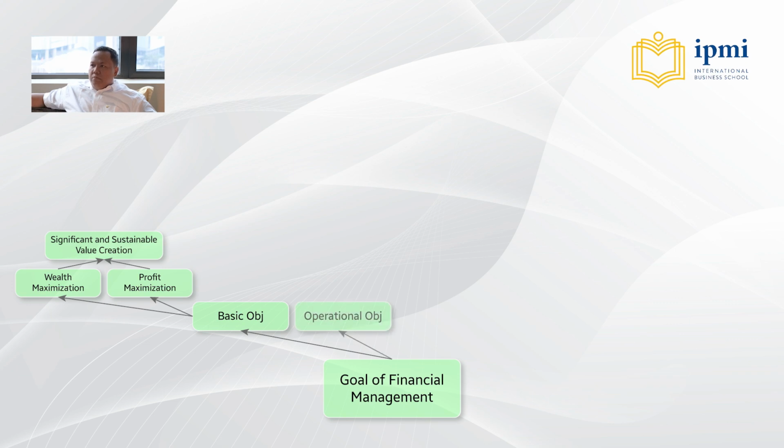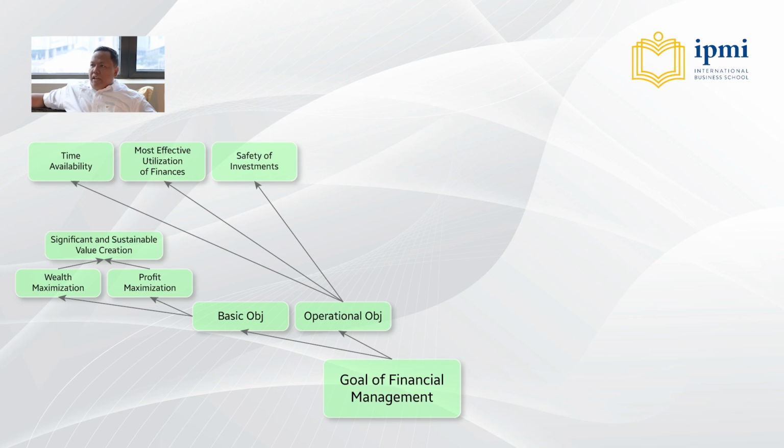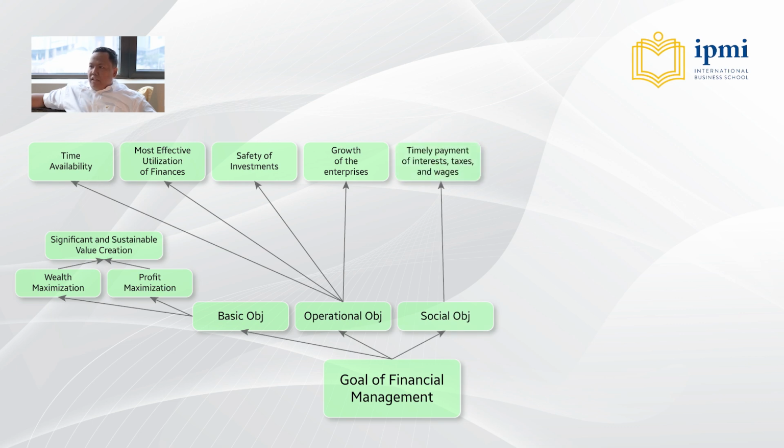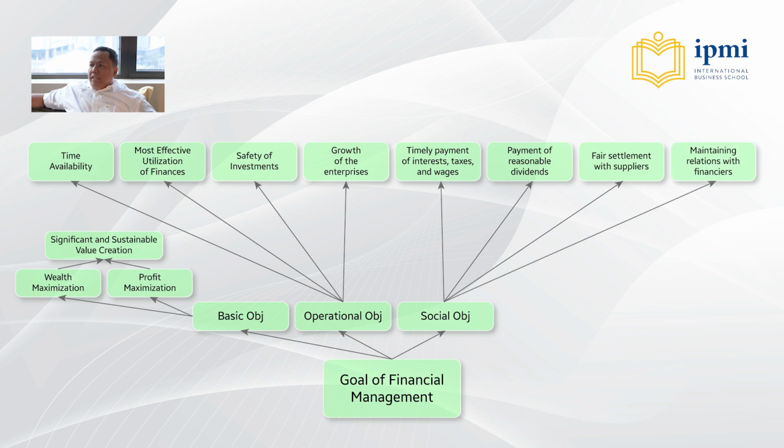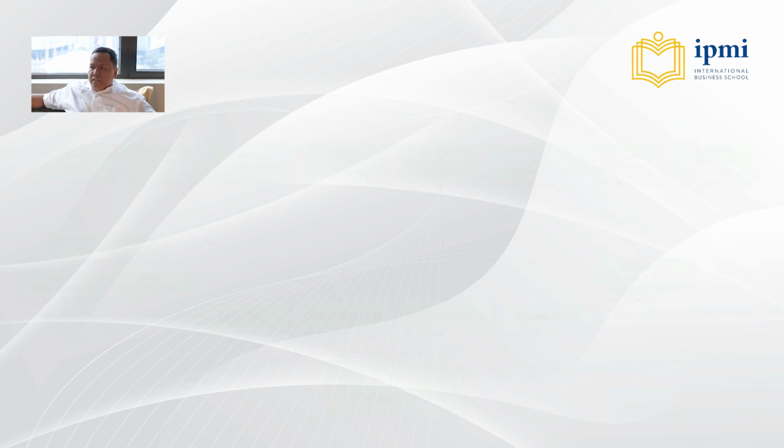The second one is the operation objective. The aim is the time availability of the most effective utilization of finances, the safety of investment, and the growth of the enterprises. The third is the social objective: timely payment of interest, taxes, and wages, payment of reasonable dividends, fair settlement with suppliers, and maintaining relations with the financier. The fourth is the research objective, which aims to research new and better sources of finances.